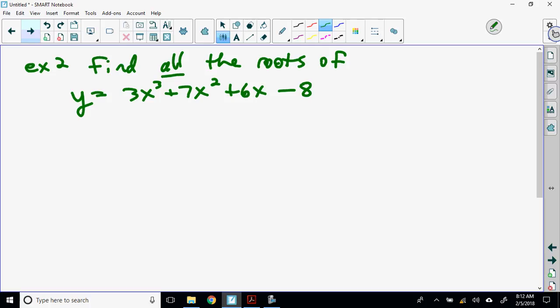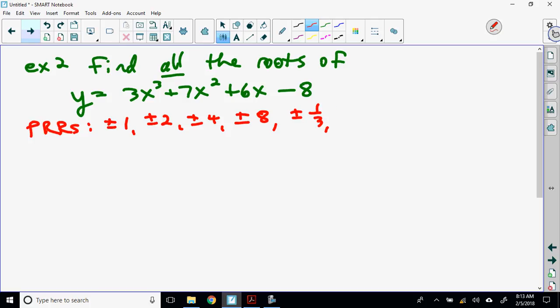So let's think about our possible rational roots list. Possible rational roots: plus or minus 1, plus or minus 2, plus or minus 4, plus or minus 8. What else? Plus or minus 1/3, plus or minus 2/3, plus or minus 4/3, plus or minus 8/3.